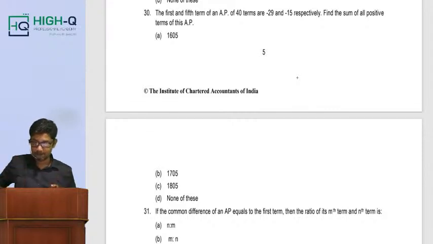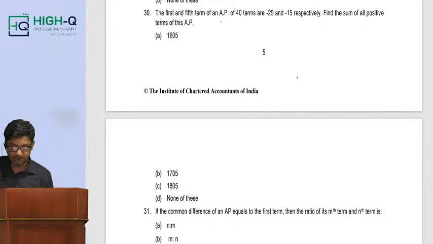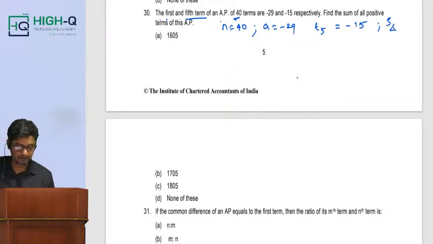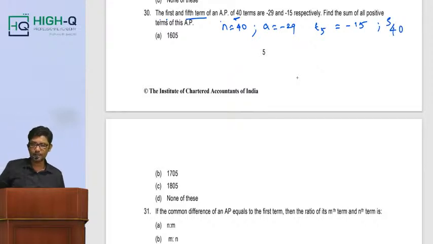Please listen to this. The first and the fifth term of an AP of 40 terms are given. N is equal to 40. First term A equal to minus 29. Fifth term is equal to minus 15. Find the sum of all positive terms of AP. They ask you to find out S40. Now look at this.